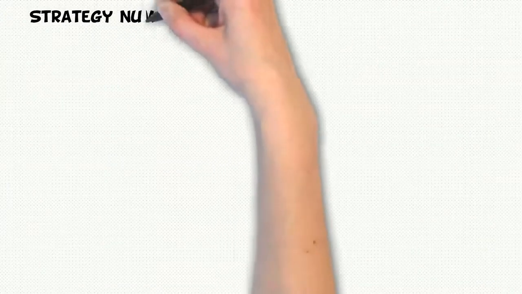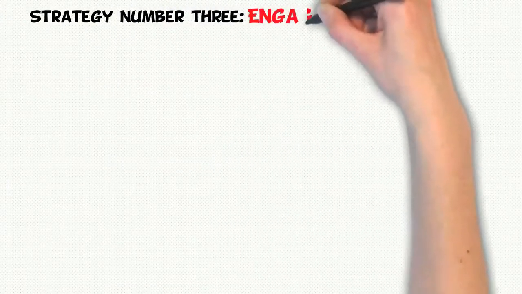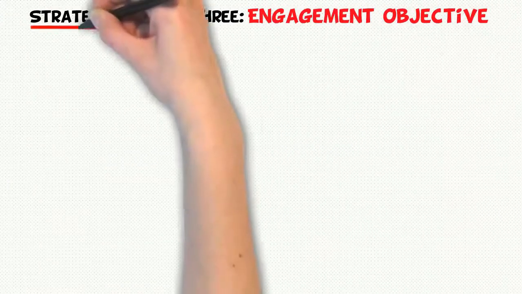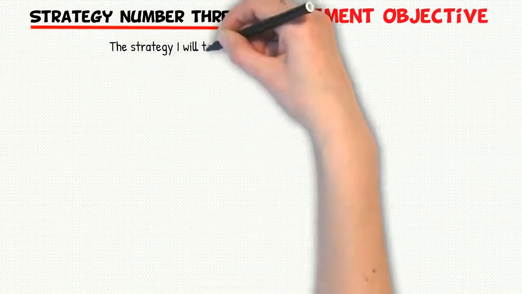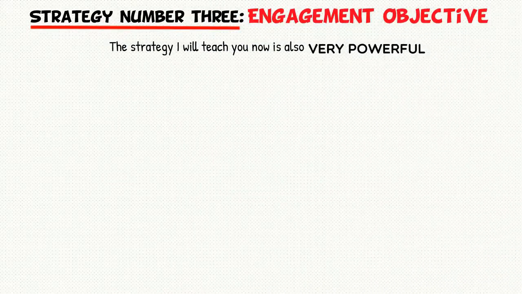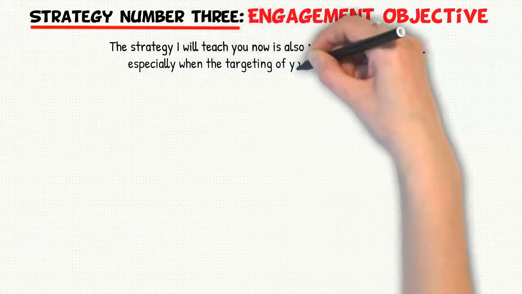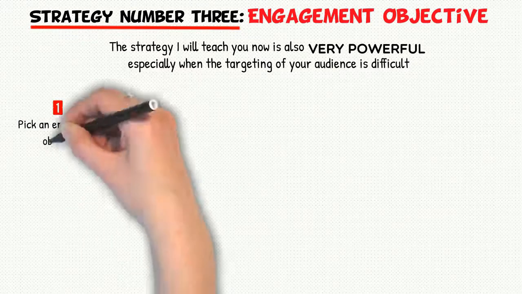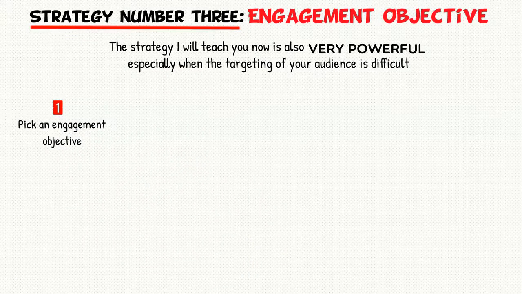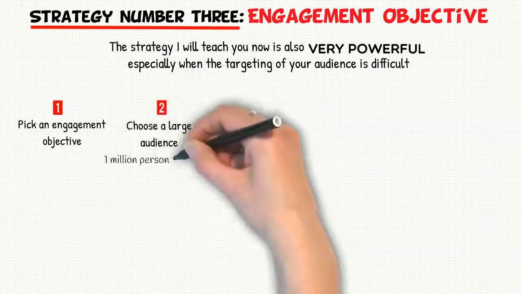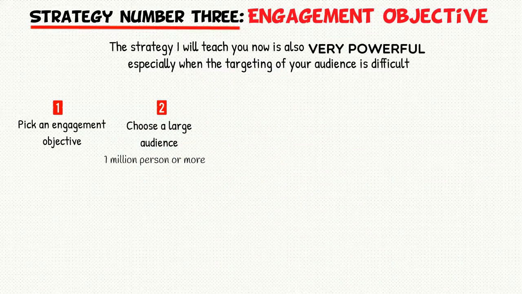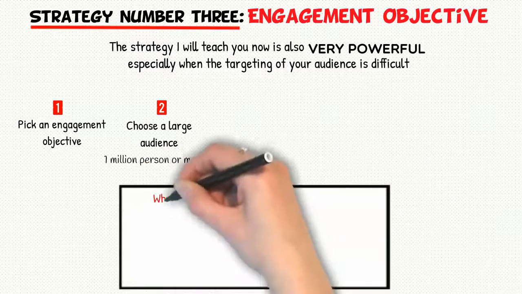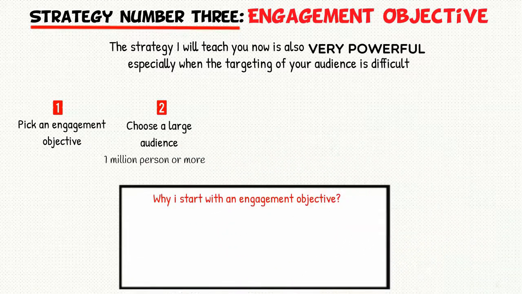So now, after finishing up strategy number 2, let's move on to strategy number 3, the engagement objective. The strategy I will teach you now is also very powerful, especially when the targeting of your audience is difficult. So the strategy consists of first picking an engagement objective, and then choosing a large audience, let's say 1 million persons or more.